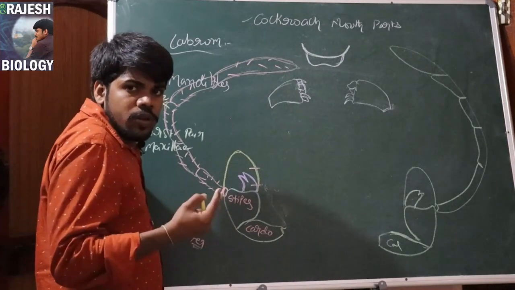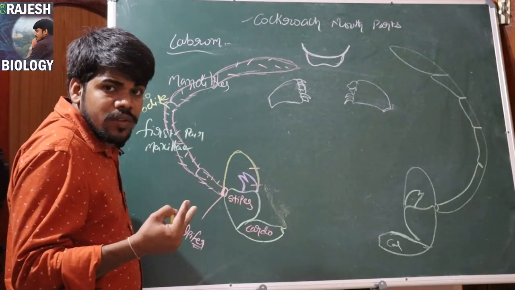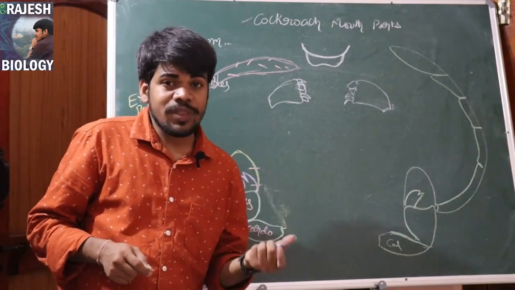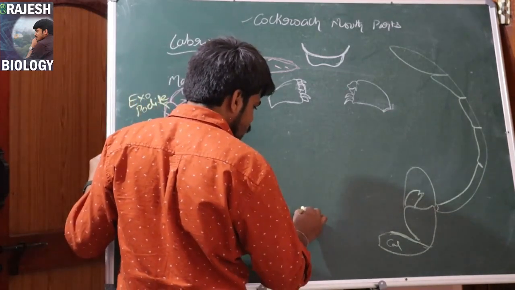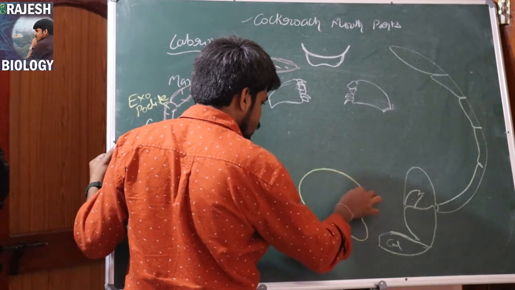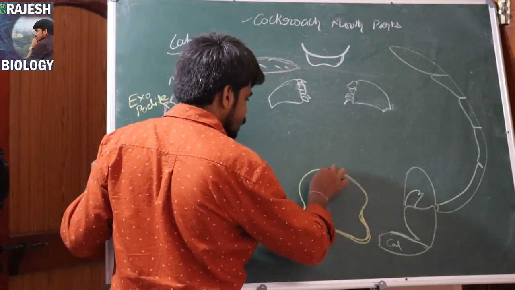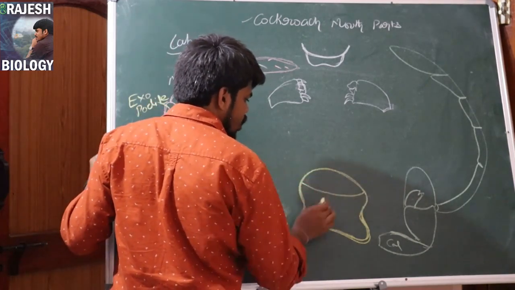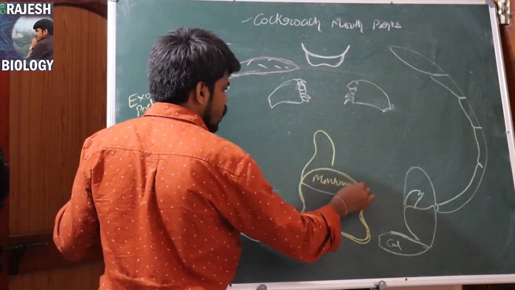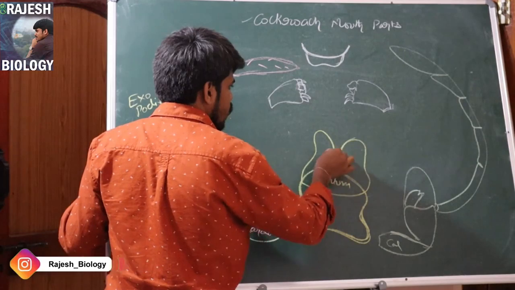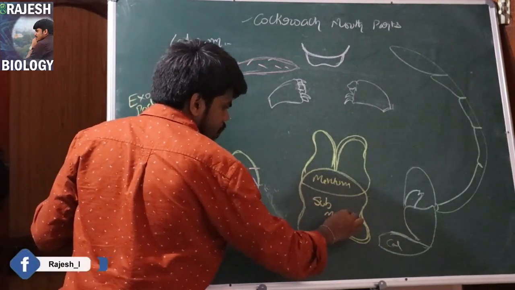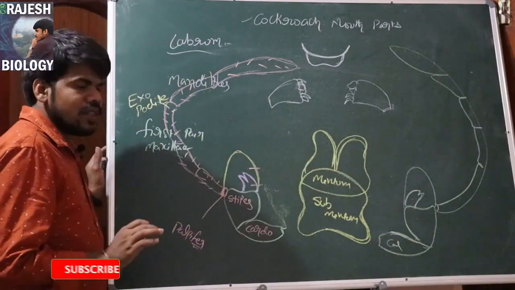Both the second pair maxilla fuse to form a single lower lip, that is called labium. The labium has mainly three parts. First I will draw the submentum. This is what? Submentum. And this is what? Mentum. This is prementum. Submentum, mentum and prementum. Okay, this is the lower lip.